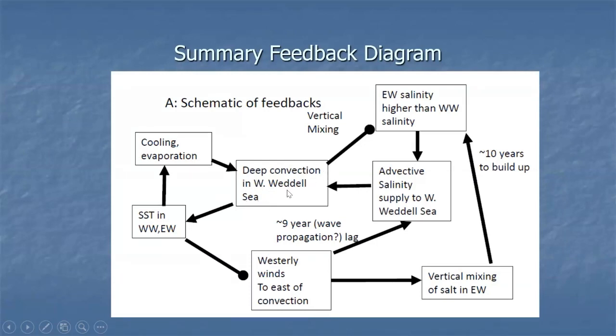So the deep convection of the Weddell Sea has two impacts. First, it increases the sea surface temperature in the western Weddell and eastern Weddell, but it also makes the eastern Weddell salinity higher than the western Weddell salinity by reducing vertical mixing there. This higher salinity leads to more cooling and evaporation, which then drives the deep convection. So here's our positive feedback loop.